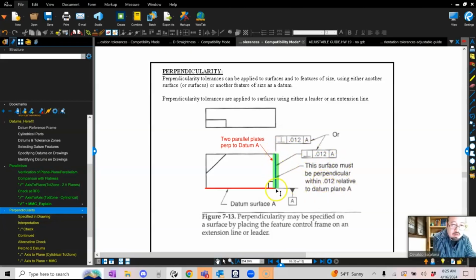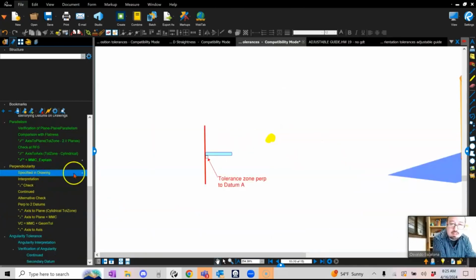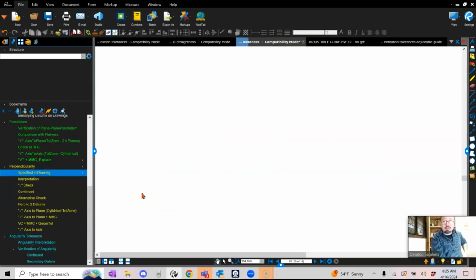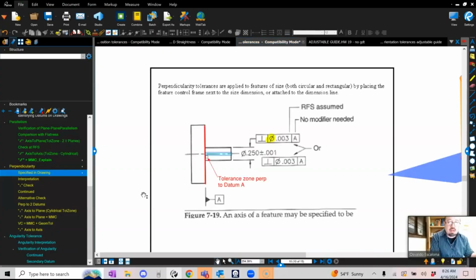I'm controlling this green surface, and I want to make sure that it's perpendicular to perfection, so I go to datum A. Boom. What do I specify here on the drawing? Let me see what else I have here. I probably should change my PDF. I use Acrobat instead of Bluebeam. Again, you can also do a perpendicularity instead of just doing a plane to a plane. We can also do a feature of size to a plane.